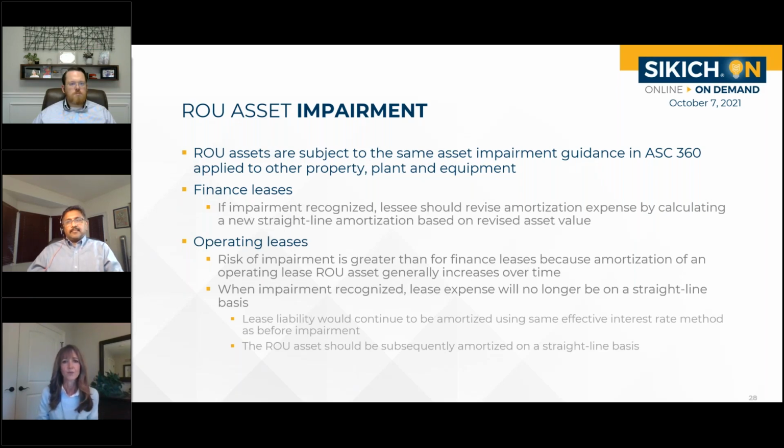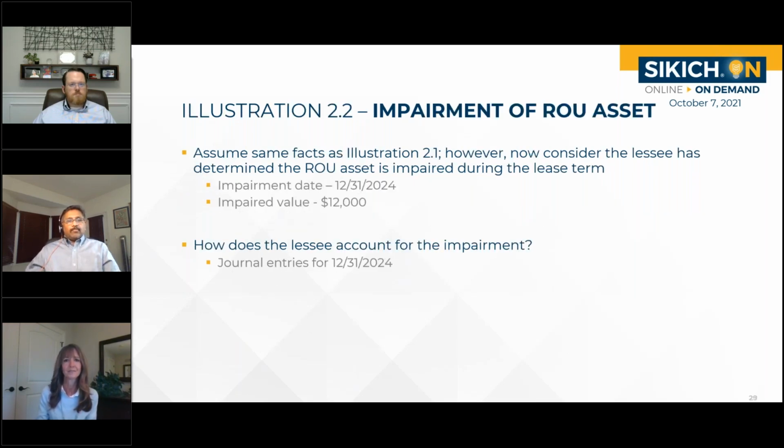If an operating ROU asset is impaired, the future total amount of lease expense will no longer be recorded on a straight-line basis. Instead of the ROU asset being reduced by the plug, which normally causes overall lease expense to be recognized straight line, the ROU amortization piece will now be straight lined itself. And when combined with the interest expense on the lease liability, operating lease expense now will decline over the remainder of the lease, behaving very similar to finance expense. So Greg, back over to you for another example.